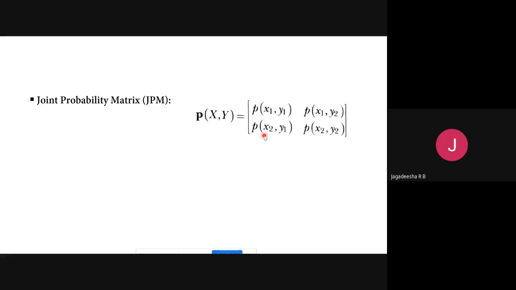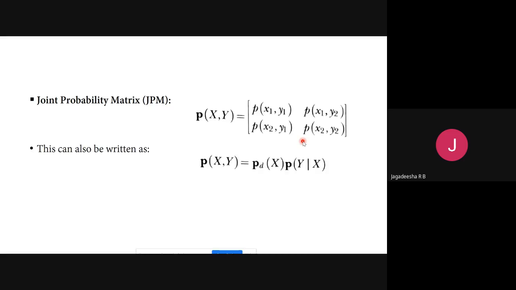Next case is probability of x2. You are sending the second input and you are getting an output y1, and you are sending the second input and you're getting an output y2. So basically, again, if you see, this row corresponds to x1 and this row corresponds to x2, and this column corresponds to y1 and this column corresponds to y2. So you will be just writing the different combinations that you can form by the intersection of a row and column that you are writing here.